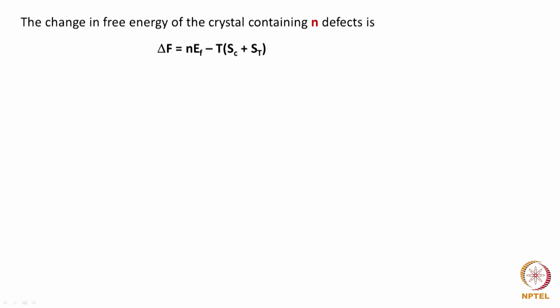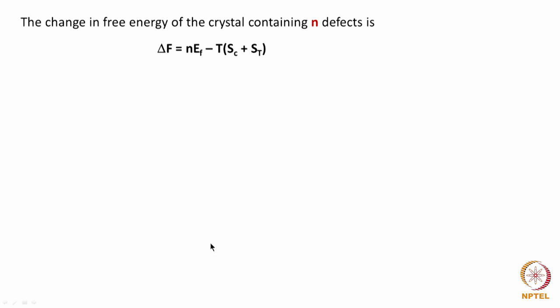So we can write that the change in free energy. Here I use the term delta F because of Helmholtz free energy, since EF is the formation energy. Then TS is the configurational entropy term. There are two of them here.